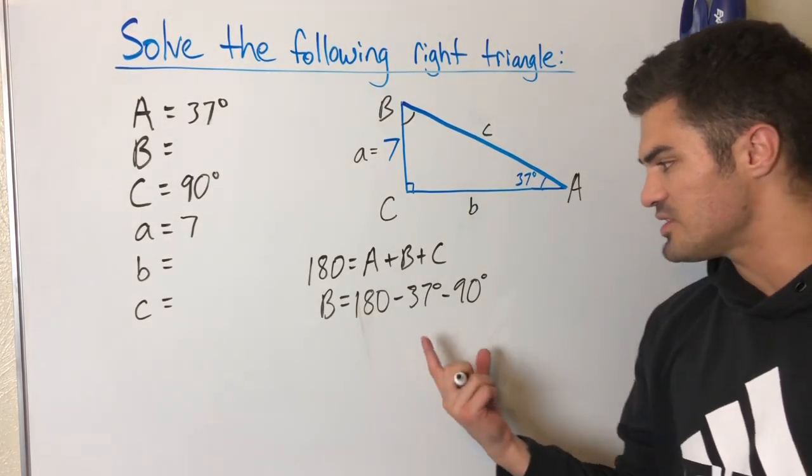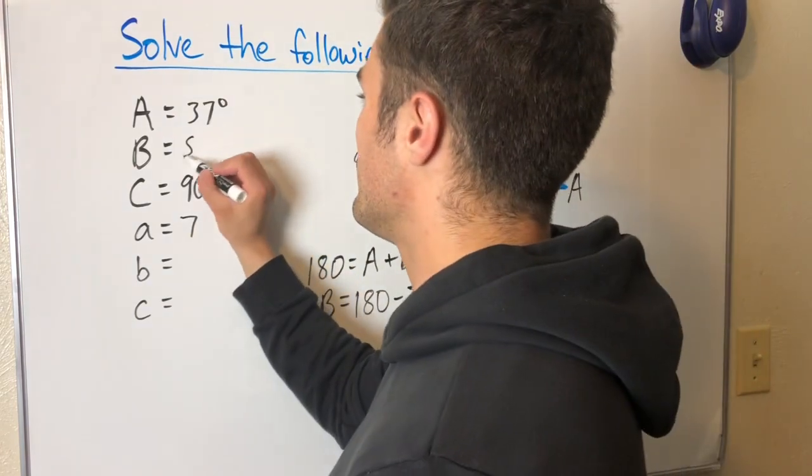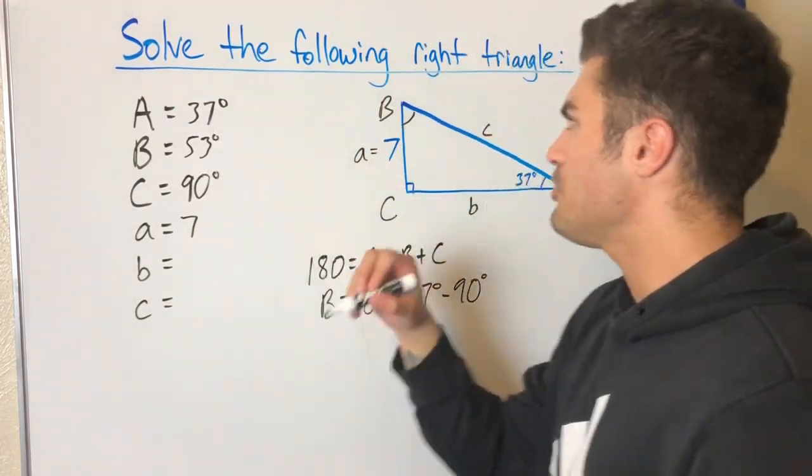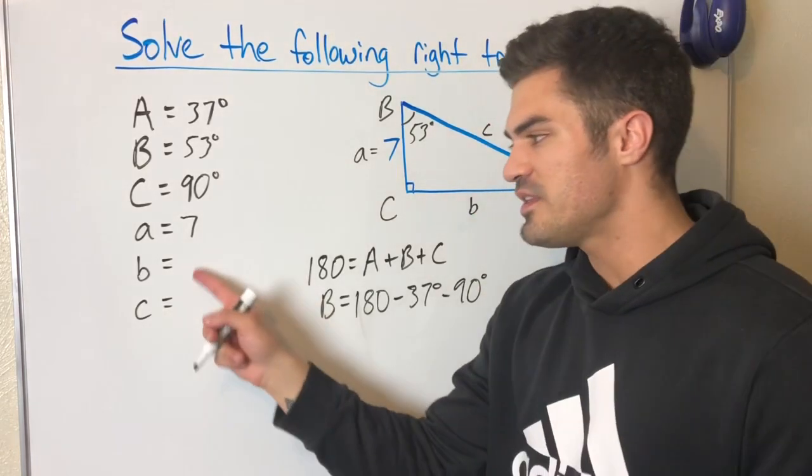If I do this math, let's see, what do I get? That's 127. I get 53 degrees. So I found all 3 angles now. Now I need to find these other 2 sides.